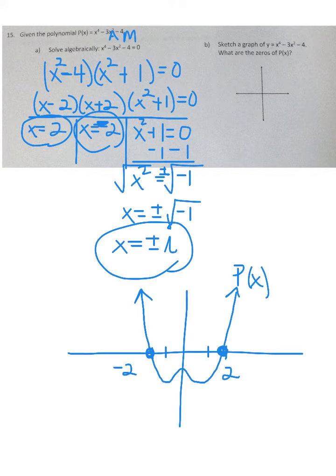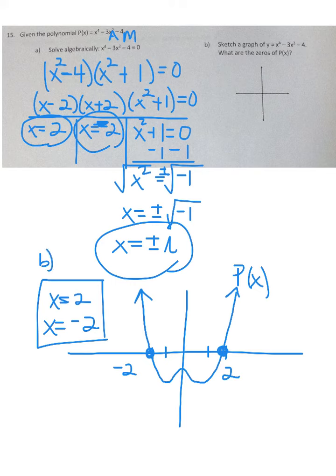So zeros, by definition, are where your graph hits the x-axis. So our zeros would be at x equals 2 and x equals -2. Okay, so this is for part B. So let me just reiterate. Part A wanted you to solve algebraically. So our solutions are x equals 2, x equals -2, and x equals positive negative i.